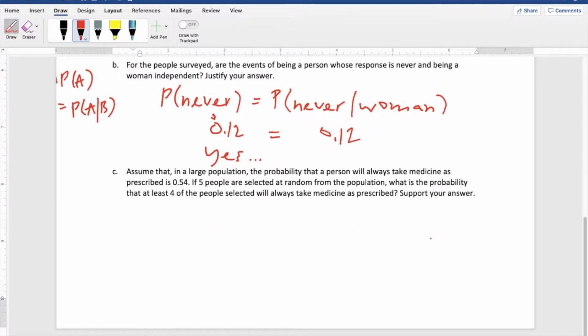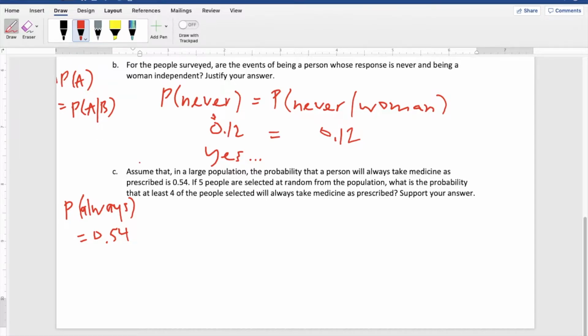And then part C: assume that in a large population, the probability that a person will always take medicine as prescribed is 0.54. If 5 people are selected at random from the population, what is the probability that at least 4 will always take medicine as prescribed? So this is a binomial. I gave you that hint on the worksheet.